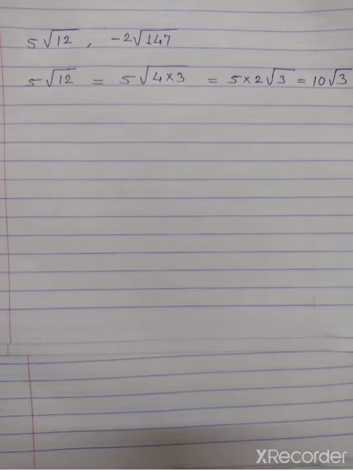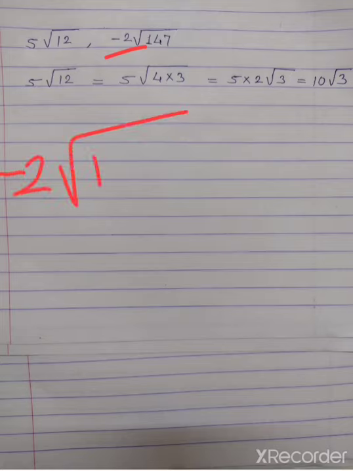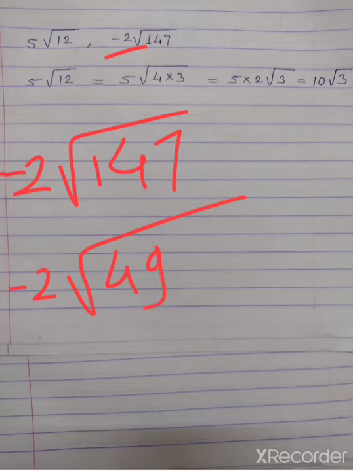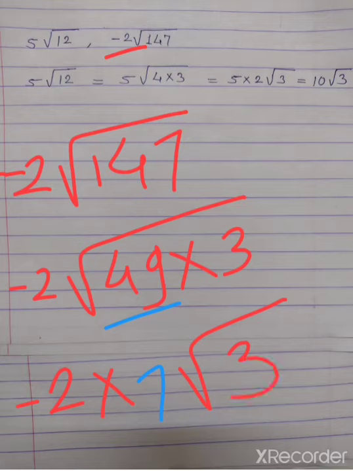So here I write it. Now convert the second surd. Here is minus 2 and this is root 147. We can use here 49 times 3. When you multiply it, you will get 147. So take this 49 outside. When it comes out, it will become 7, and in the radicand side, the radicand is 3. So here the multiplication is minus 14 root 3.